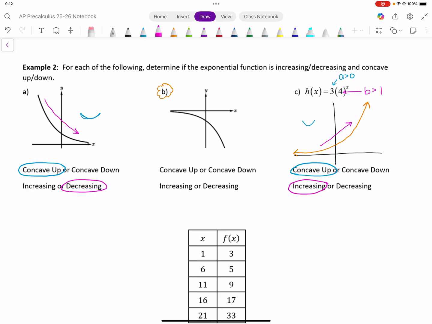So just as a reminder, your concave up or down does not have anything to do with if the graph is increasing or decreasing. So you want to think about those two things separately.